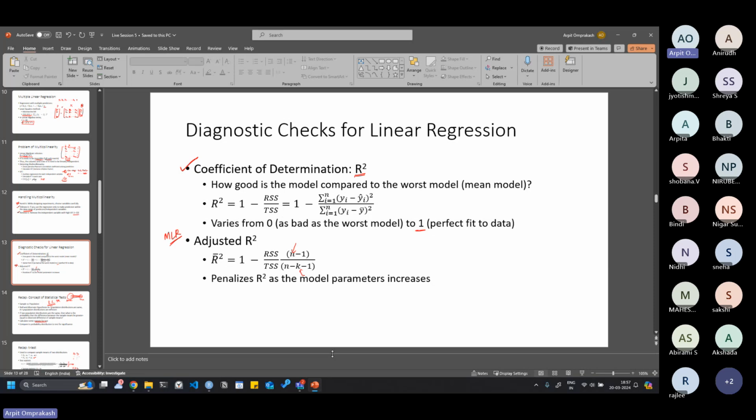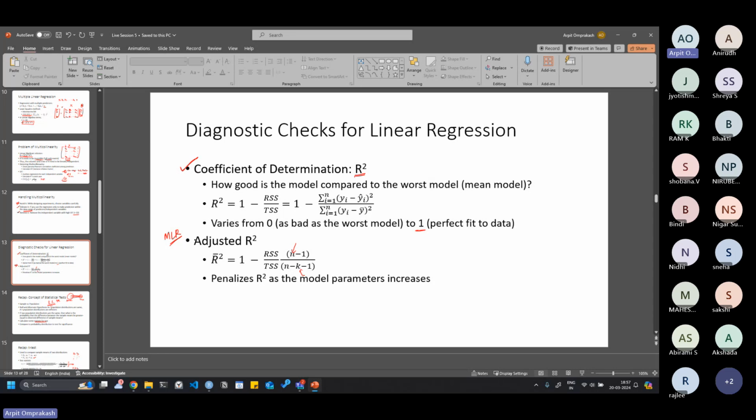Then we talked about some diagnostic checks for linear regression. We talked about the coefficient of determination R square, which tells us how good our model is compared to the mean model. R square is given by 1 minus residual sum of squares by total sum of squares. It varies from 0 to 1, where 0 is bad and 1 is a perfect fit to the data.